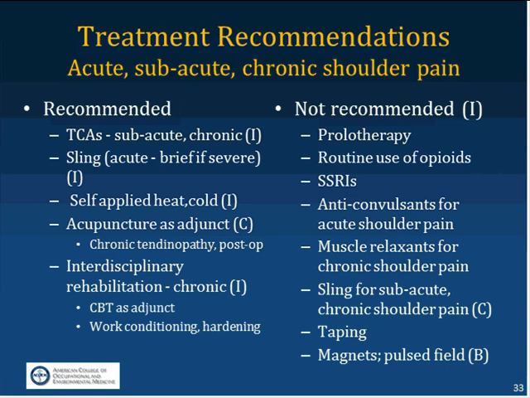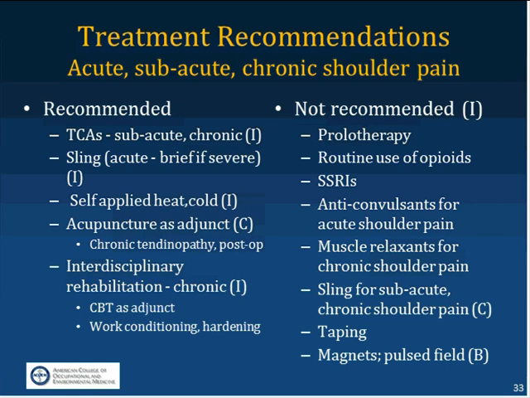The sling we've talked about, self-applied heat and cold, seems to work, but there's no reason for a licensed health professional to do that. There's some evidence, although it's not great, that acupuncture works as an adjunct, particularly with chronic tendinopathy and post-op, but it is not the sole therapy. There's a consensus recommendation for interdisciplinary rehab, same programs we've talked about before. The problem with them is they tend to be different wherever you go, and so you have to be really clear about what you're getting.